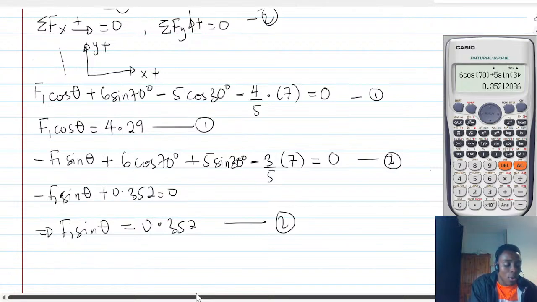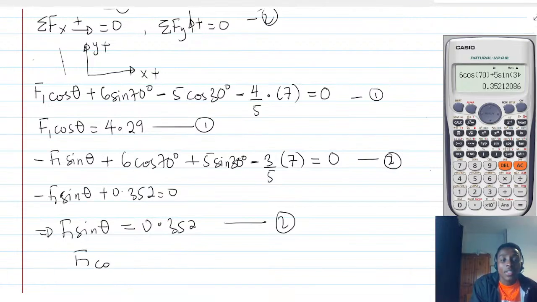So now what will we do from here? Basically you have got an equation involving cos theta and sine theta. So how can you solve this equation? It's going to be F1. Okay, this is how we are going to solve it: equation 2 divided by equation 1.